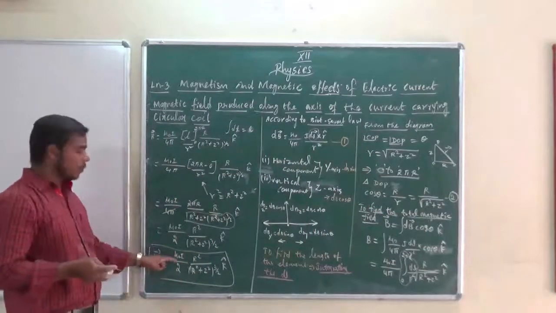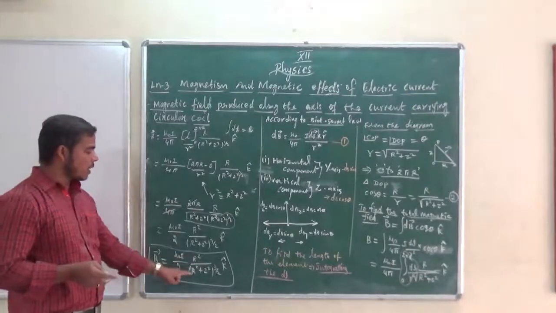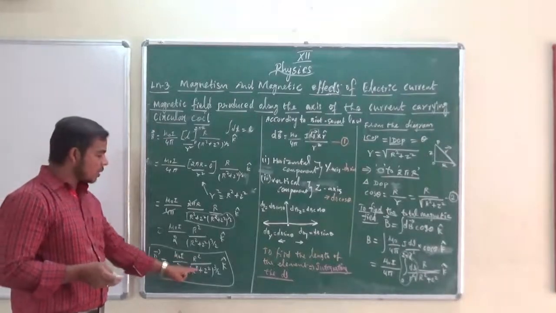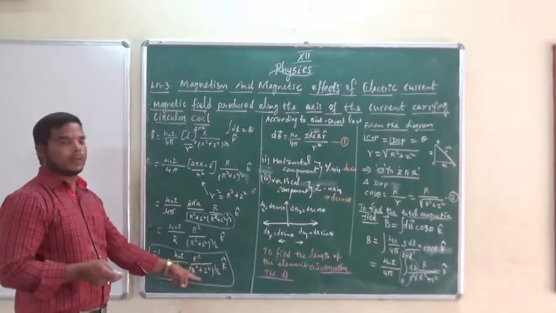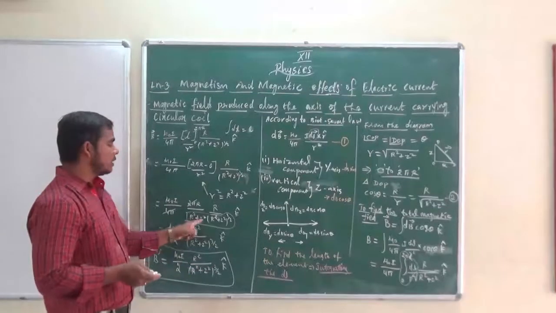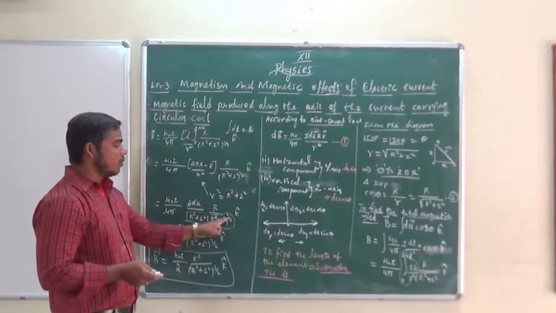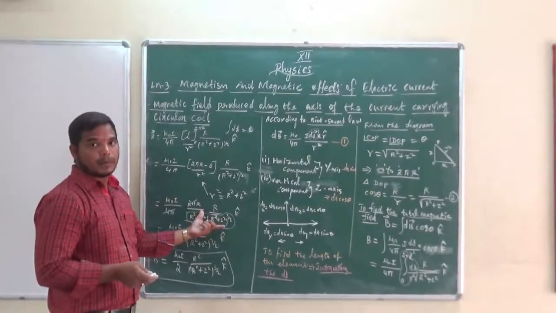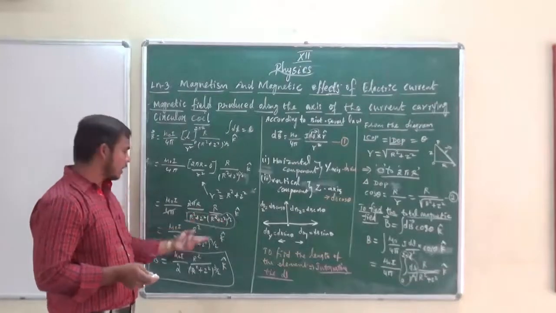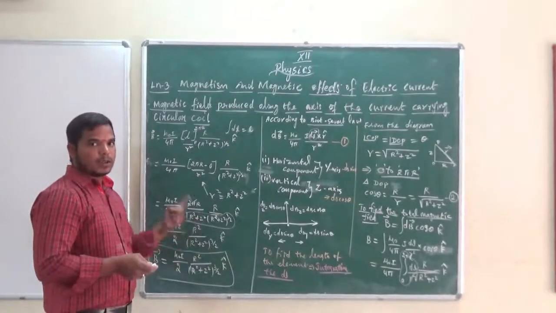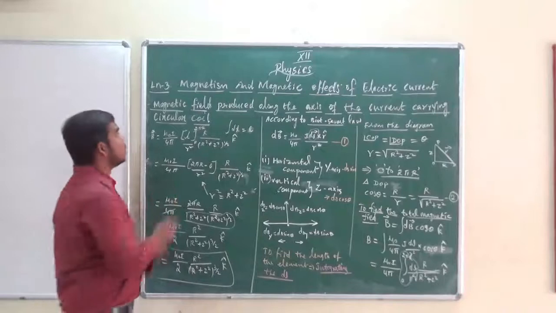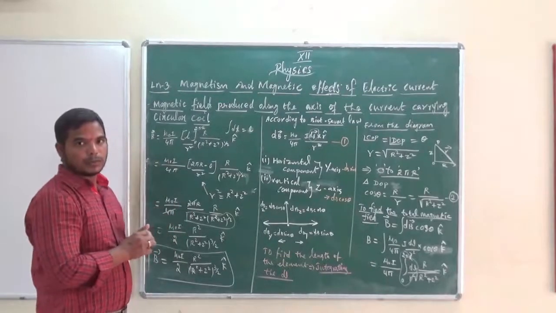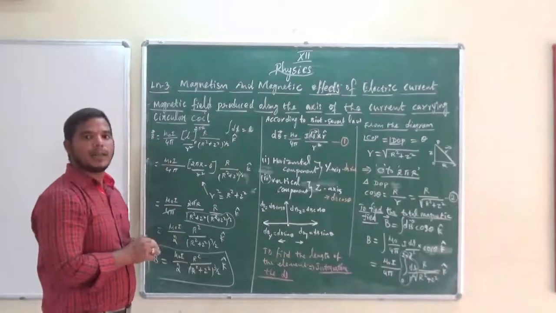B vector equals mu naught I by 2, R square divided by R square plus Z square whole power 3 by 2. Don't be confused about how R square plus Z square to the power of 1 by 2 becomes 3 by 2. This is a very simple mathematical step; try it at home. Taking 1 into 1 by 2 power, we get 3 by 2.